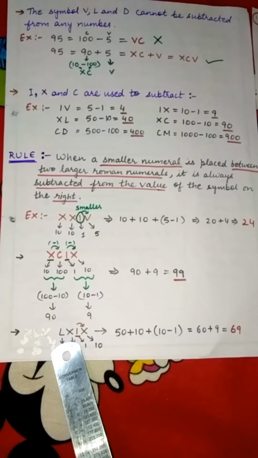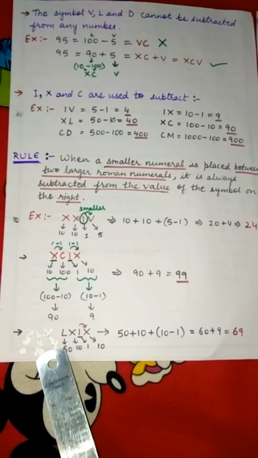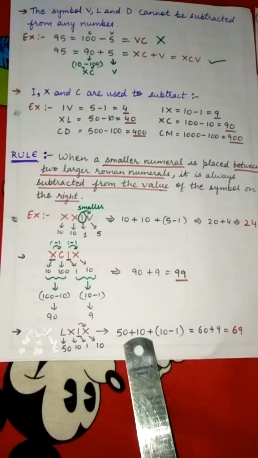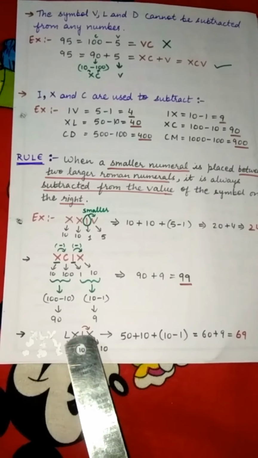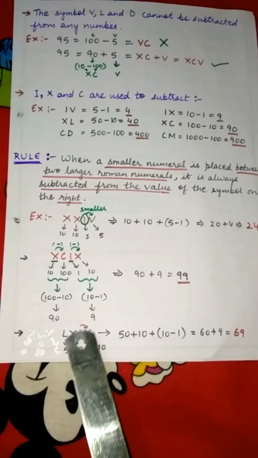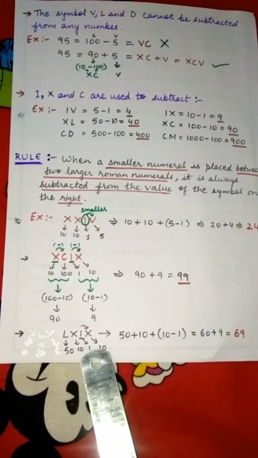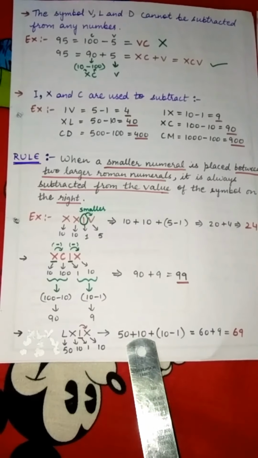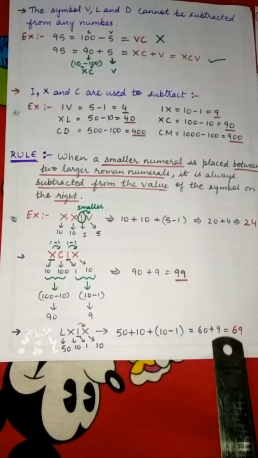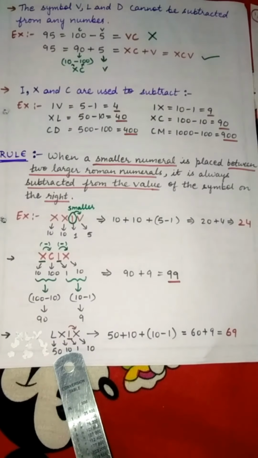See this number, LXIX. L is the symbol of 50, X is the symbol of 10. Because these are written on the right, these two will be added. But I is written between this X and this X. So it will be subtracted from this X which is on the right. So we will subtract this 1 from 10. So it will be 10 minus 1. 50 plus 10 will be 60 and 10 minus 1 will be 9. So total 69. So this is the symbol of 69.